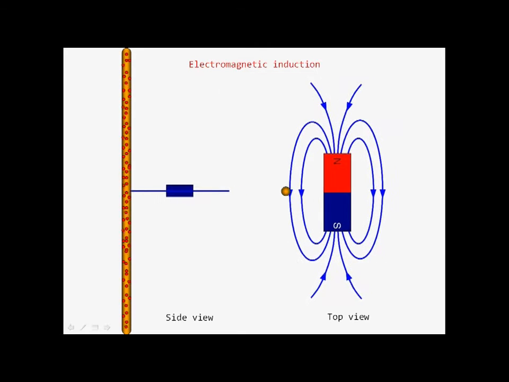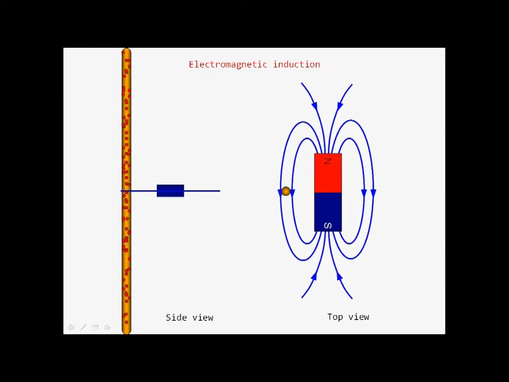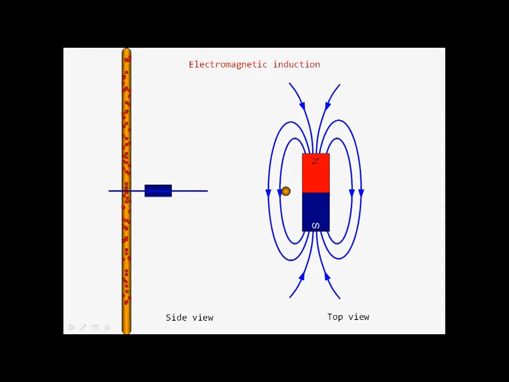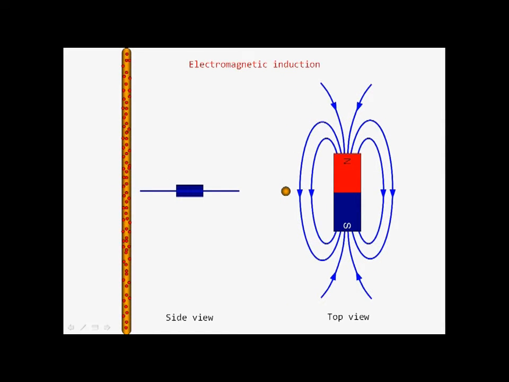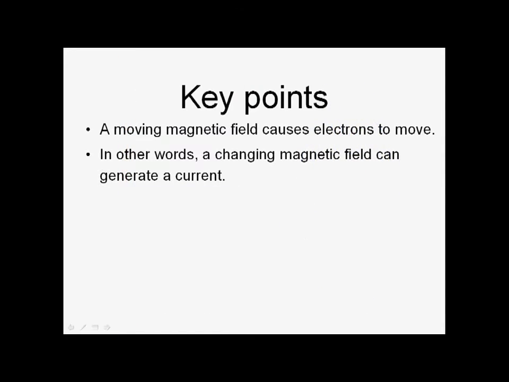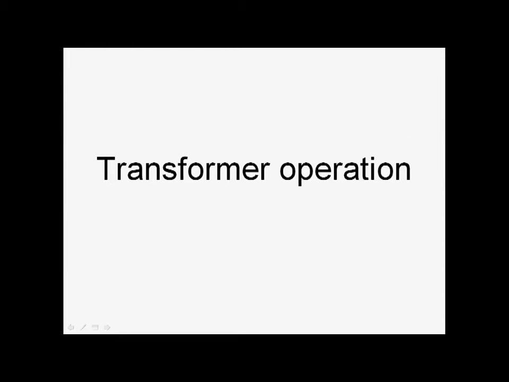The key thing is if I move the magnet faster, more electrons move. So the faster I move the magnet, the greater the current flow. But key to this is that it's a moving magnetic field that causes the electrons to move. In other words, a changing magnetic field generates a current. So let's have a look at that inside the transformer.